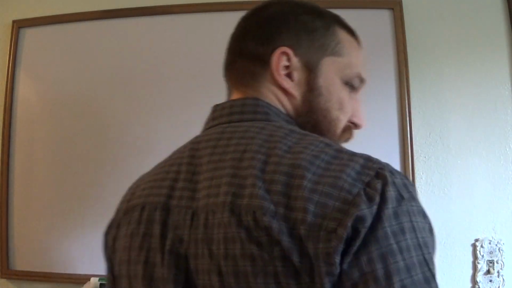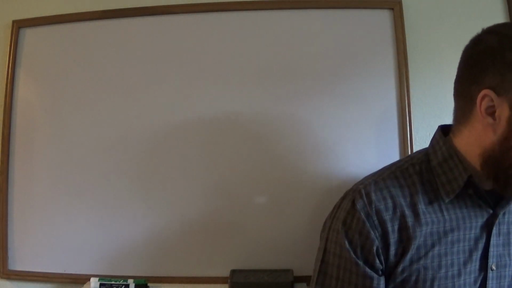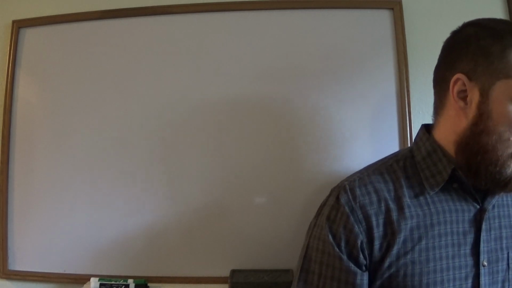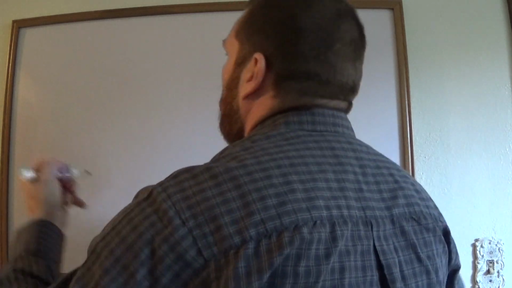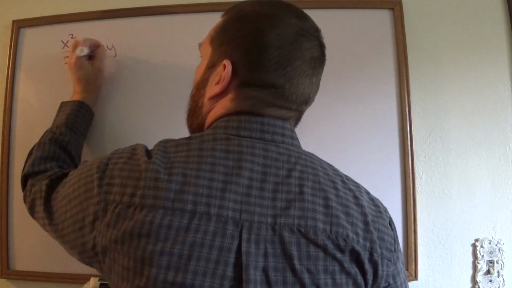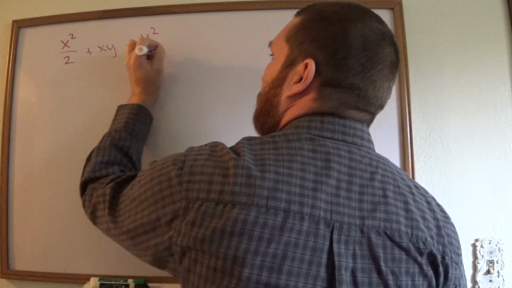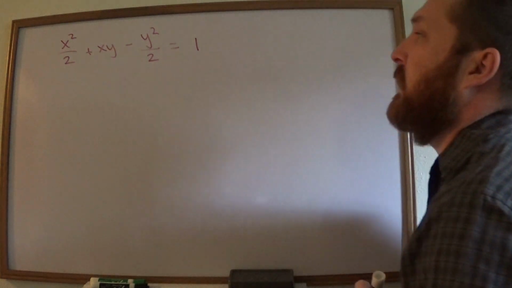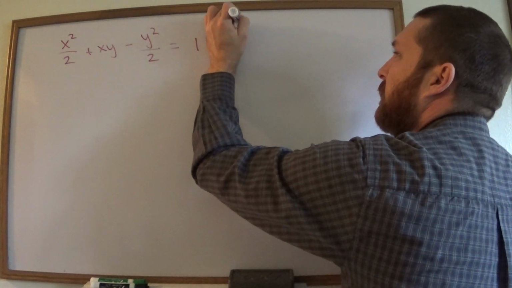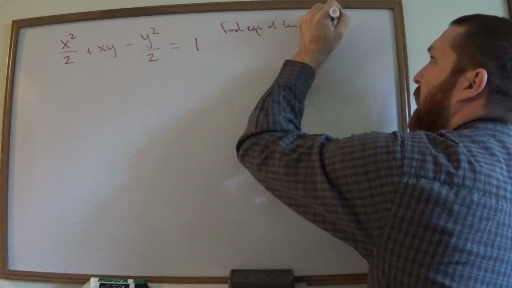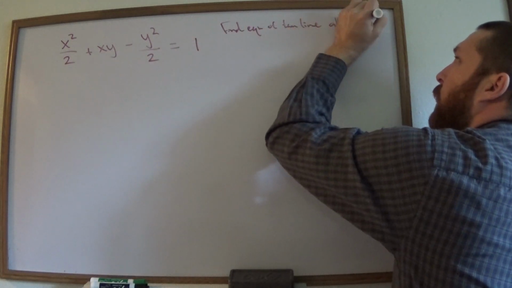So I just told you, one of your questions is going to be find y prime by implicit differentiation. Another one is going to look something like this. I'm going to give you an object, and I want you to find the equation of the tangent line to this object, and I'm going to give you a point.